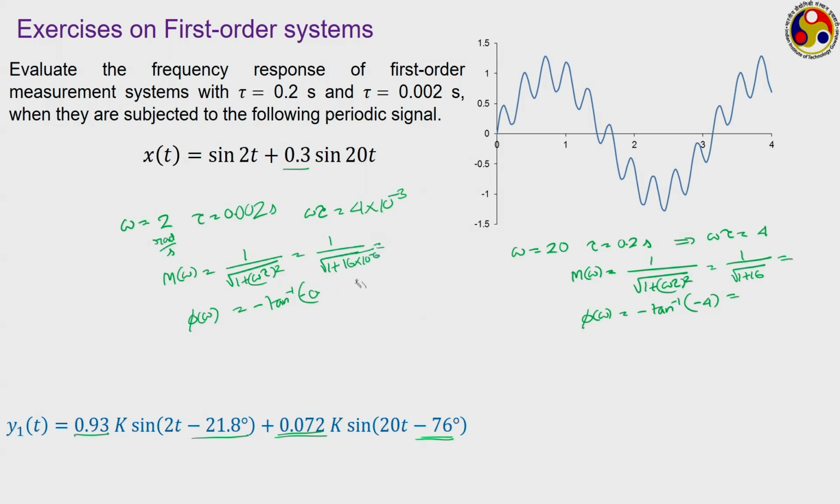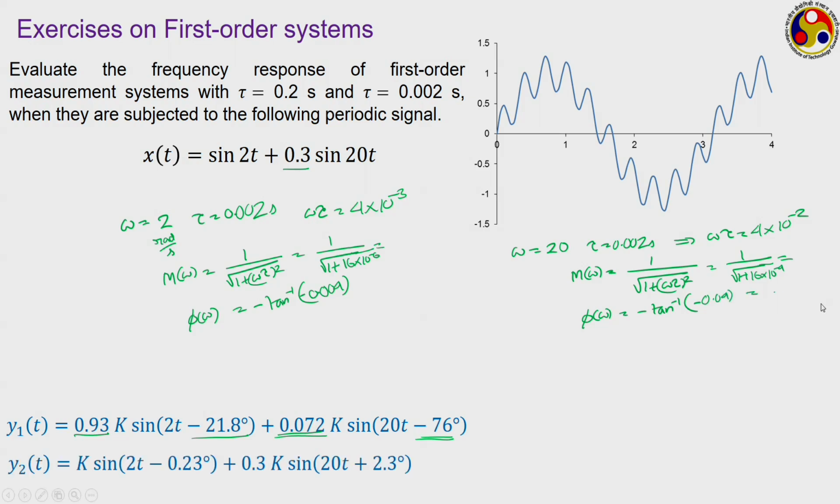All the calculations can be done the same way. For the second component, omega is 20, but tau has changed to 0.002 seconds, giving omega tau equal to 4 into 10 to the power minus 2. Putting these numbers here, we are going to get 1 plus 16 into 10 to the power minus 4, and 0.04. Putting this in the signal.